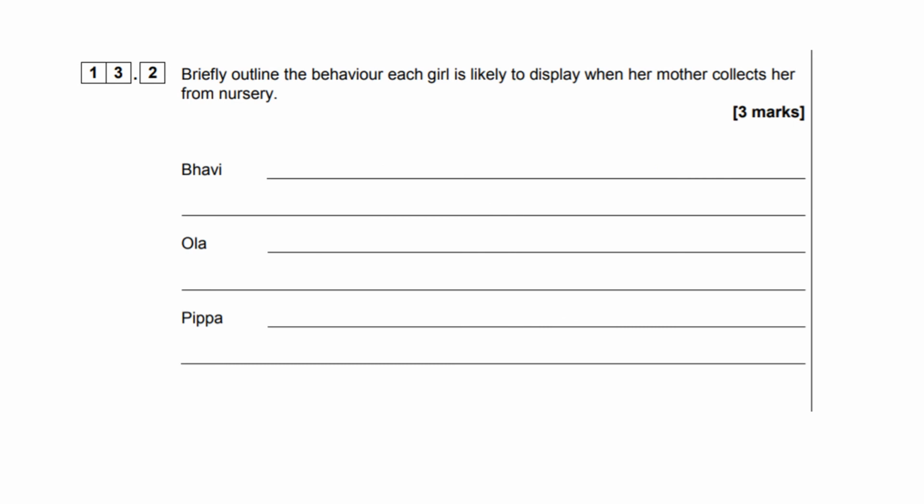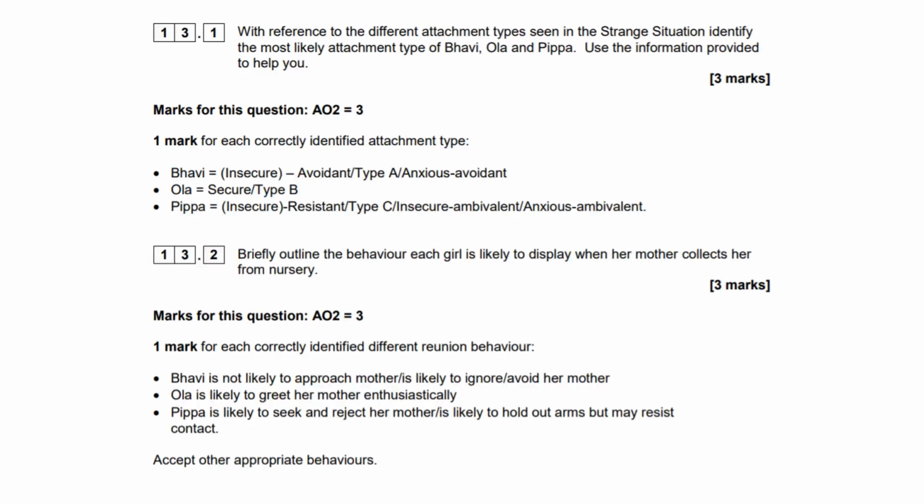You've also got briefly outline the behaviour each girl is likely to display when her mother collects her from nursery. So just be clear and know what you've got. There you are, you've got Bavi with avoidant, Pippa resistant, and Ola had the secure attachment. And if you look at the bottom, you have Bavi is not likely to approach mother, Ola is likely to greet her mother enthusiastically, Pippa is likely to seek and reject her mother.